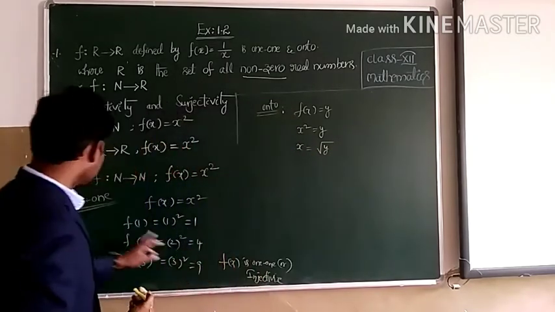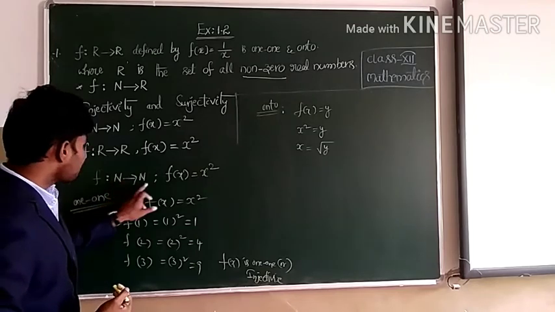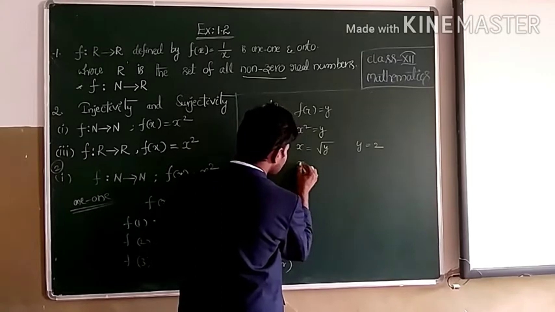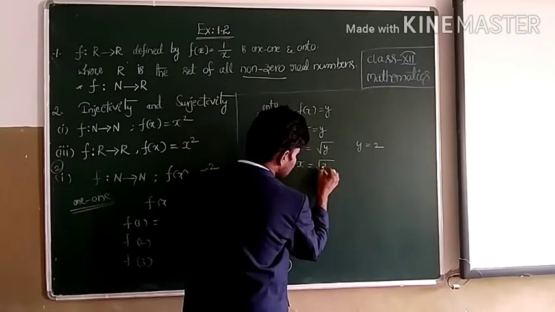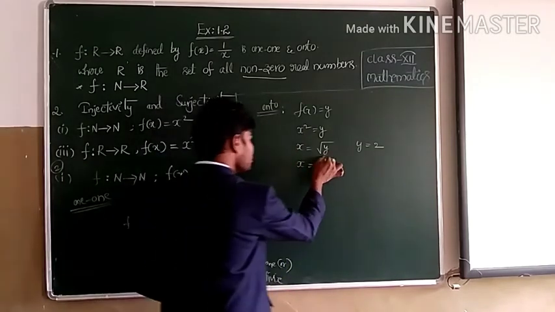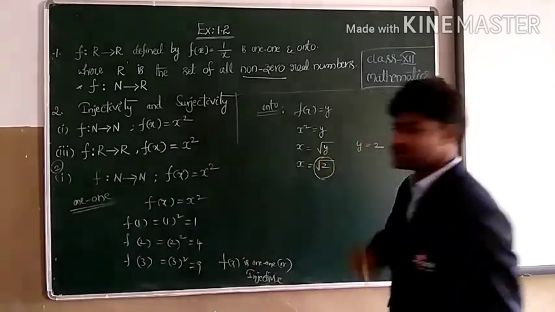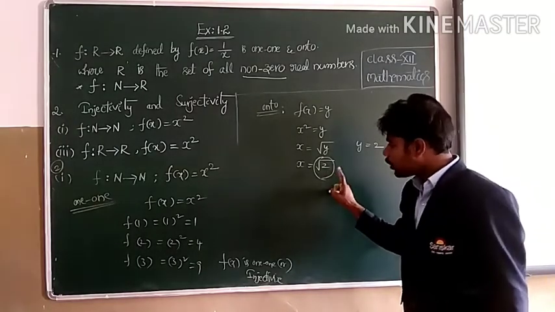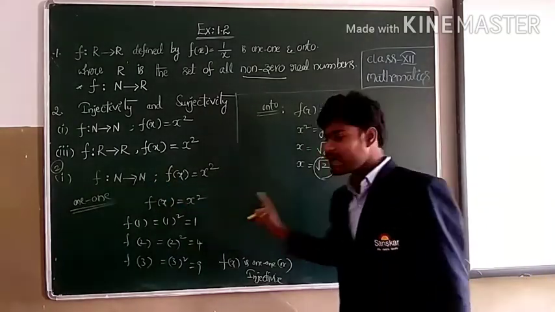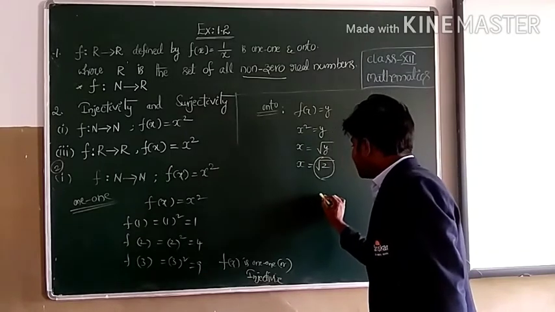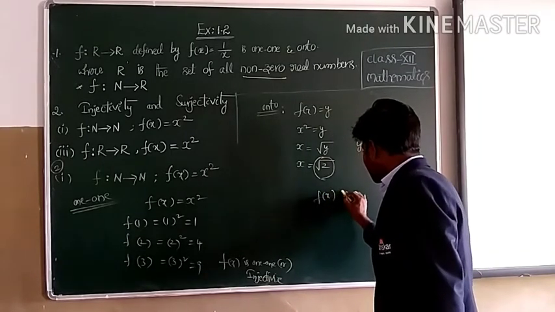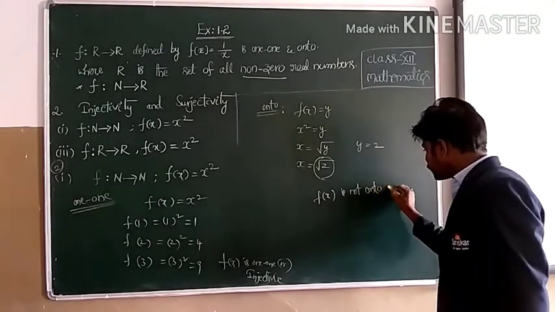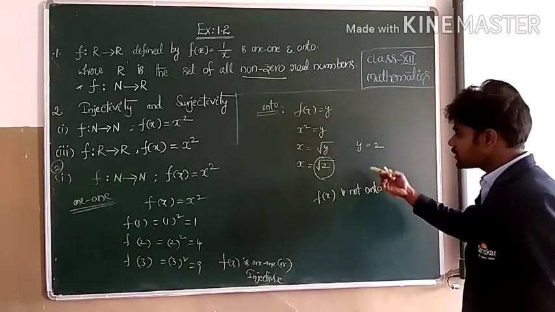Clear? So here the function is defined from natural numbers to natural numbers only. If y is equal to 2, then x is equal to root 2. So root 2 is not available in the natural numbers. This does not come under natural numbers. So that's why this does not satisfy the natural number to natural number condition. So we can say that f of x is not an onto function, or not surjective.